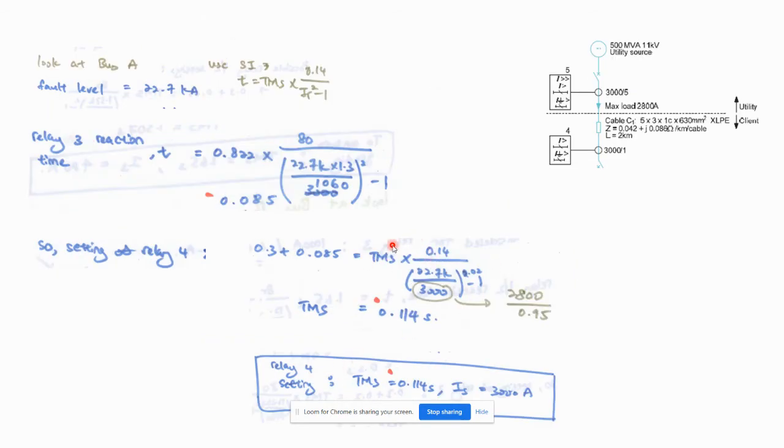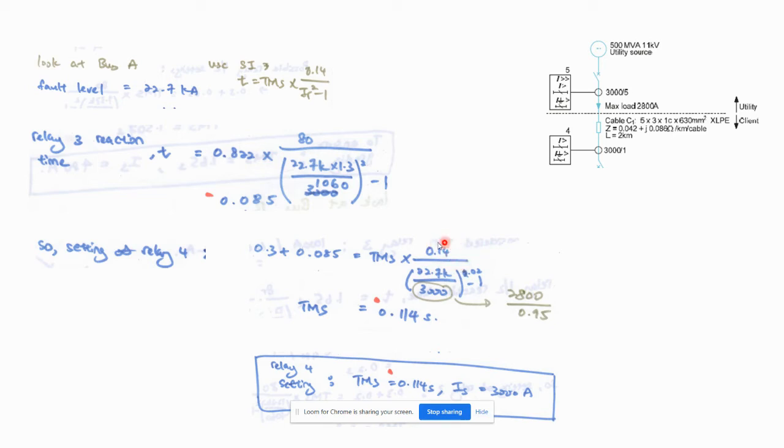The accepted standard again is that every protection system should be at least 0.3 seconds apart. This is a standard that has been accepted. The grading of 0.3 seconds is to ensure that there is no overlapping of two protection systems operating at the same time. So 0.3 plus 0.085, which is the reaction time of relay 3, where 0.3 is to ensure grading, equals TMS multiplied by 0.14.